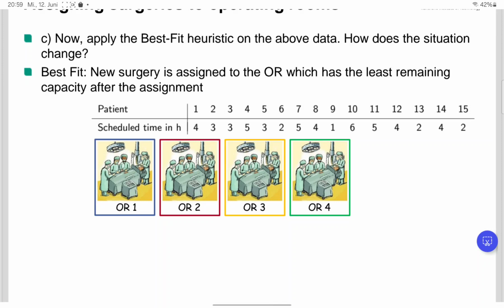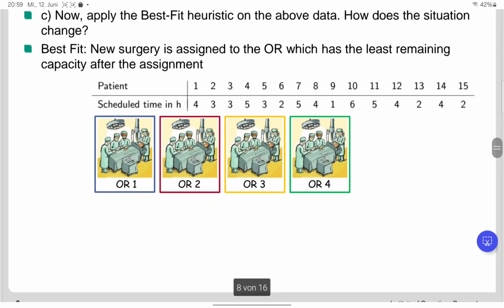Okay, so best fit, just remember, a new surgery is assigned to an operating room which has the least remaining capacity after the assignment. Okay, so we want to have operating rooms that are pretty full packed. So we have the minimum of capacity available after the assignment. Okay, so let's check how this works. So we have again 14 hours overall for each of the operating rooms.